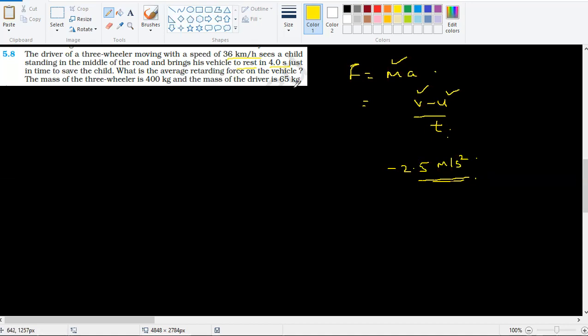Sir, I think I'm getting minus 1162.5. Yeah, minus 1162. Yes, sir. Minus 1.16 into 10 to the power 3 newtons. Minus 1162.5 Newton. Is that right? Yes, sir. Okay, very good.